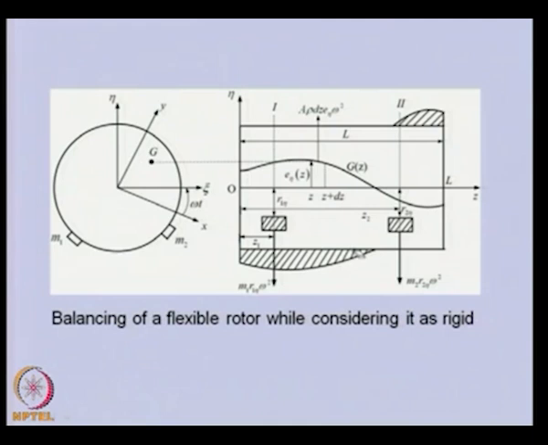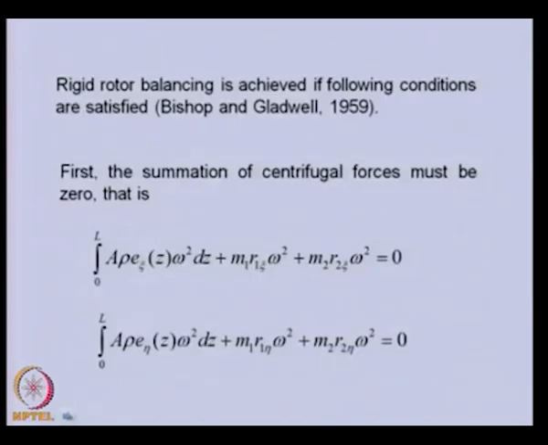So, now we will be describing two methods. One is the modal balancing method, and the other is the influence coefficient method, which we will describe in the subsequent lecture: how we can balance a particular mode, first mode, second mode, third mode, using the correction masses.